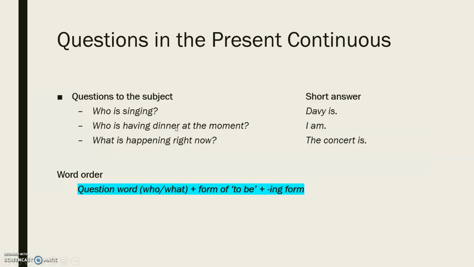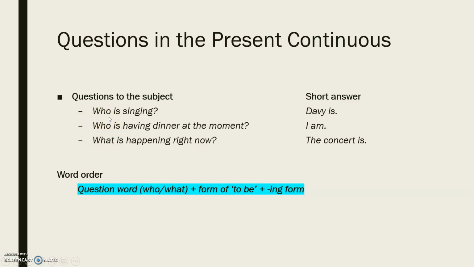The last important subtype of question word questions is questions to the subject. For instance, who is singing? Who is having dinner at the moment? What is happening right now? Do you remember that also from the present simple? A question about the subject. You are actually asking something about the subject, about the person or the thing that is doing something, that is happening, that does something, and so on.